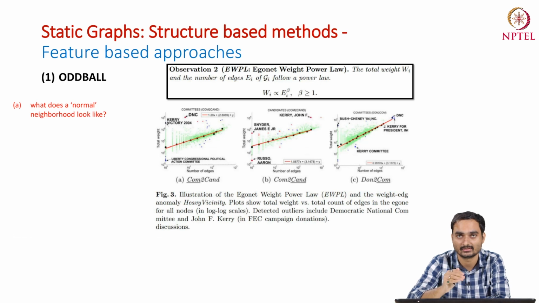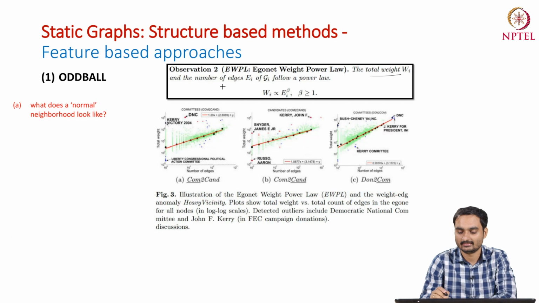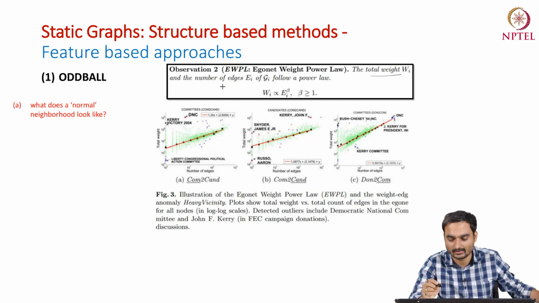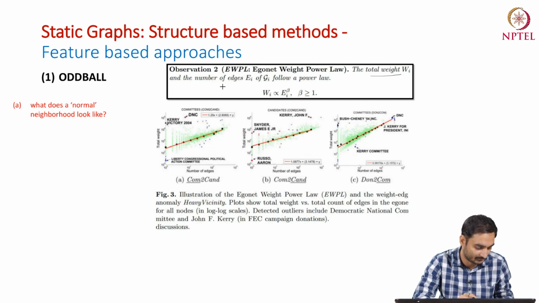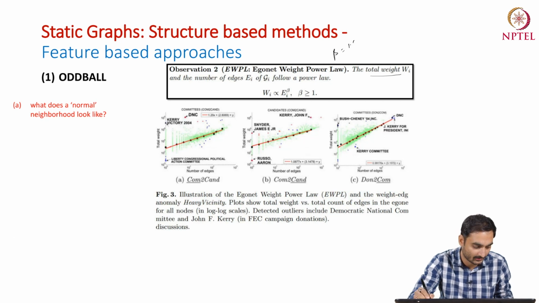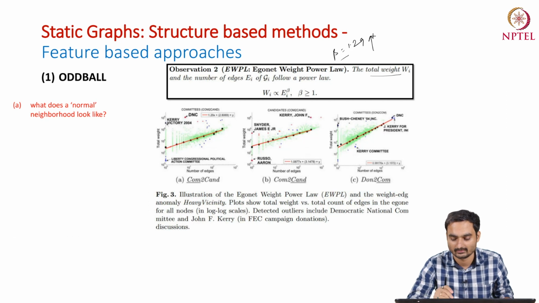In the second observation, they tried to differentiate heavy vicinity from the remaining population, and what they hypothesized is that the total weight W_i and the number of edges E_i, these two features, should follow a power law. According to them, this beta should be up to 1.29. If it is above 1.29, then there is some problem.